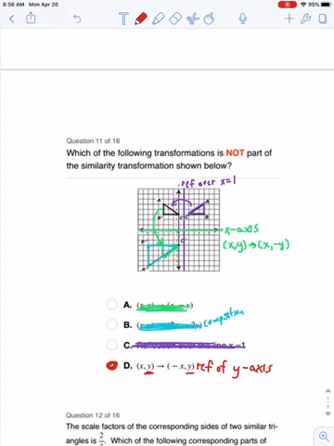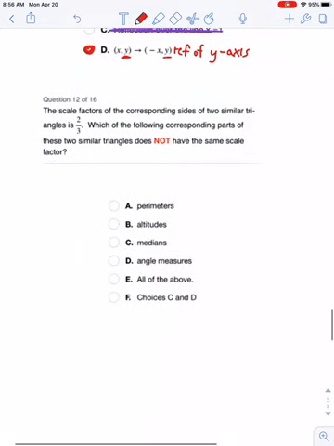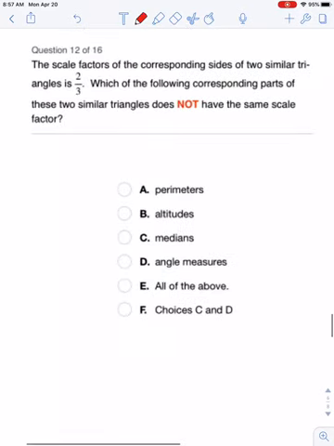Cool. All right, cruising right along. The scale factor of corresponding sides of two similar triangles is 2 over 3. Which of the following corresponding parts of these two similar triangles does not have the same scale factor? All right, so perimeters, we already talked about it. It's going to have the same scale factor. Altitudes is a part, so it's going to have the same scale factor. Medians are going to have the same scale factor. Angle measures are always just congruent. So D.